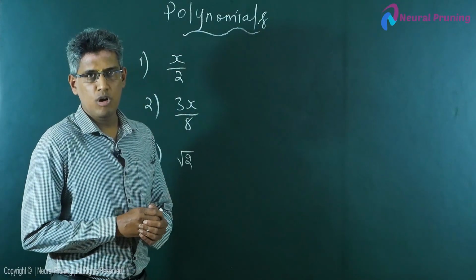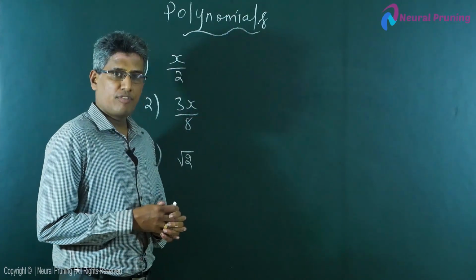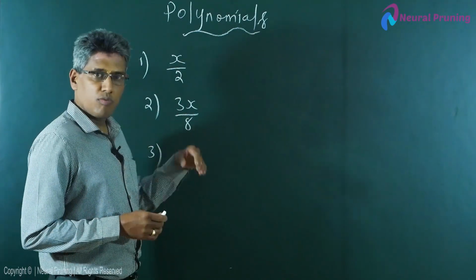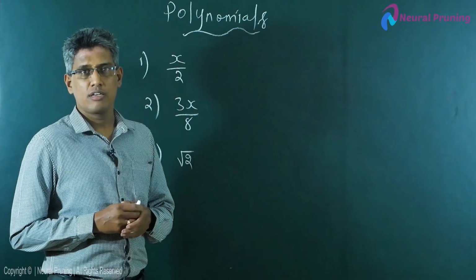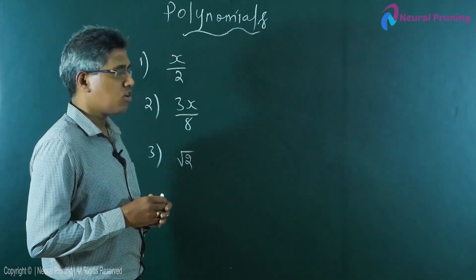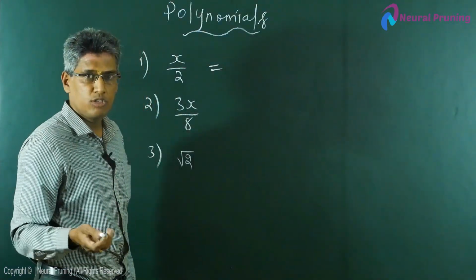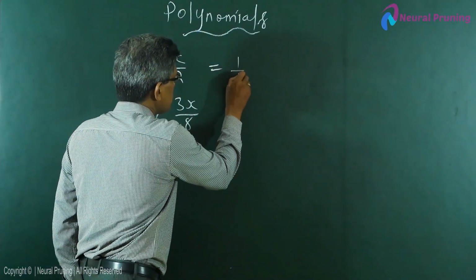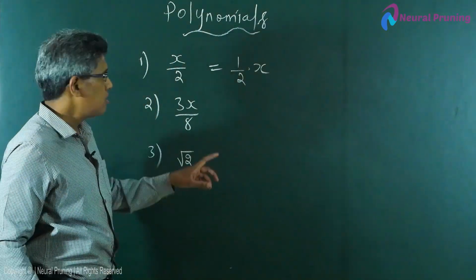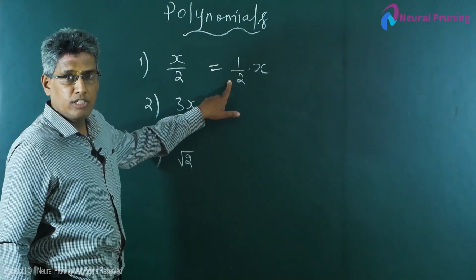In order to improve our clarity on the concept of polynomials, I have taken 3 more examples. Okay, now we will check each one of these in order to determine whether each one of these could be called a polynomial. First case, it is x by 2. You can also rewrite this as half multiplied with x. Okay, so here the coefficient is 1 by 2.